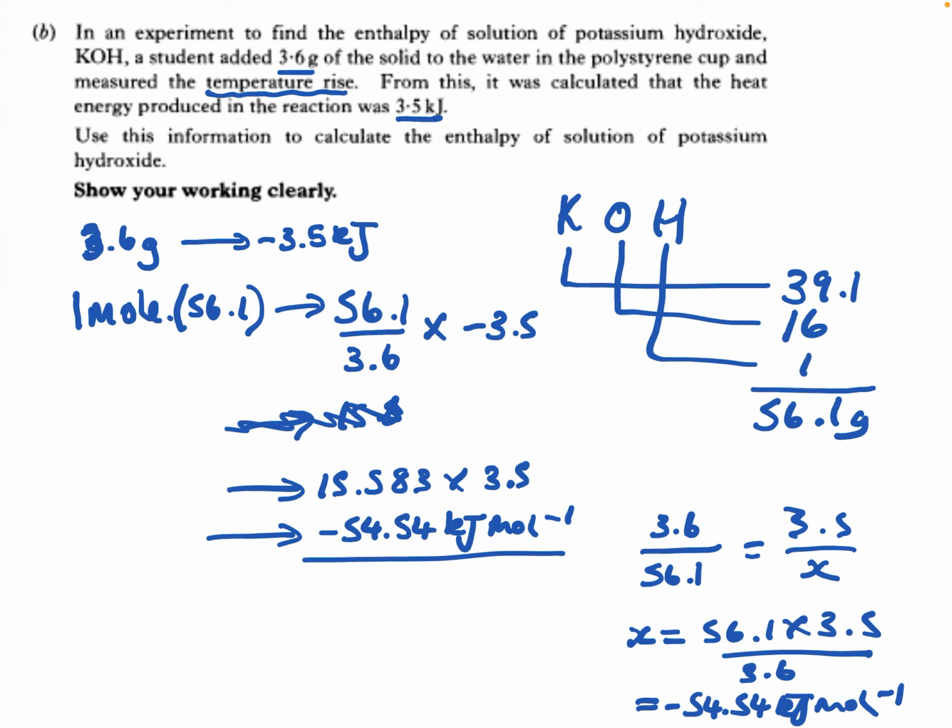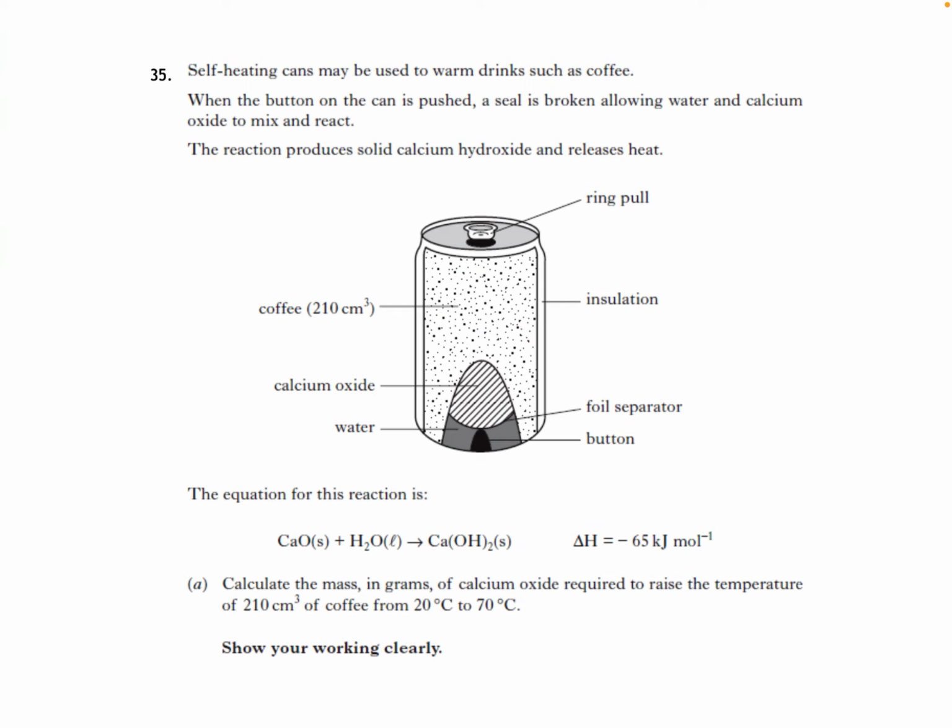Let's have a look at another one. So this looks quite complicated because it's got a diagram, but actually it's no different to what you've been doing. However, when you do read the question, it's asking for a mass in grams of calcium oxide required to raise the temperature of 210 centimetres cubed of coffee from 20 degrees to 70 degrees. Now that may be a wee bit complicated, but it's just a case of doing the same thing and maybe working back the way.